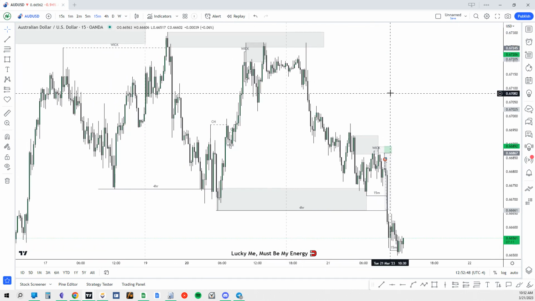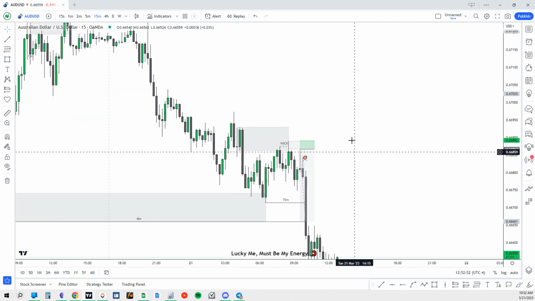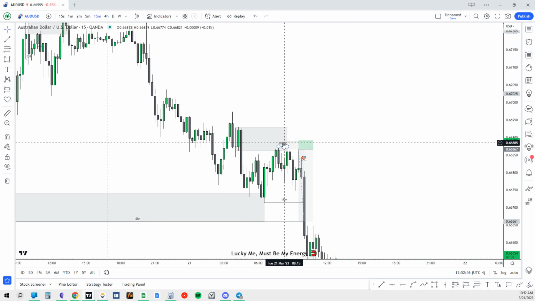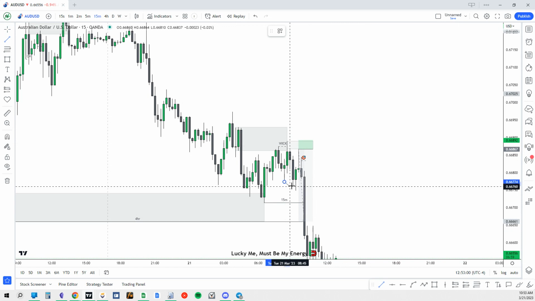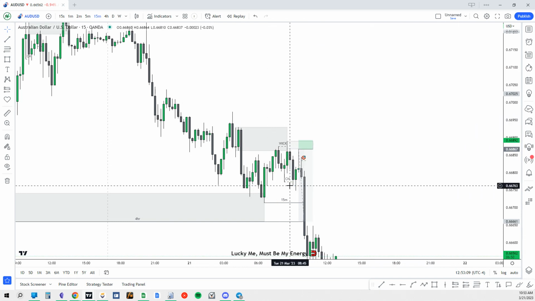However, as I patiently waited, I did see this wick form right here on the 15-minute. And then we had another change of character. I didn't actually mark it on my charts. I very rarely ever actually mark the stuff that I use to show and to teach with. But we did have a change of character right here on the 15-minute.